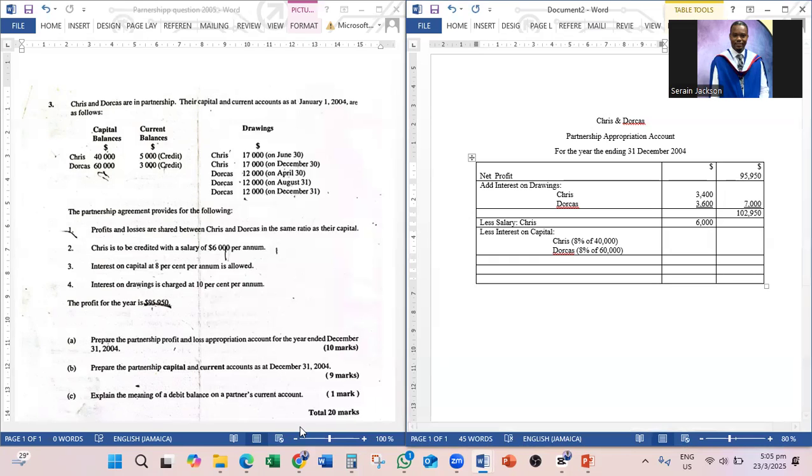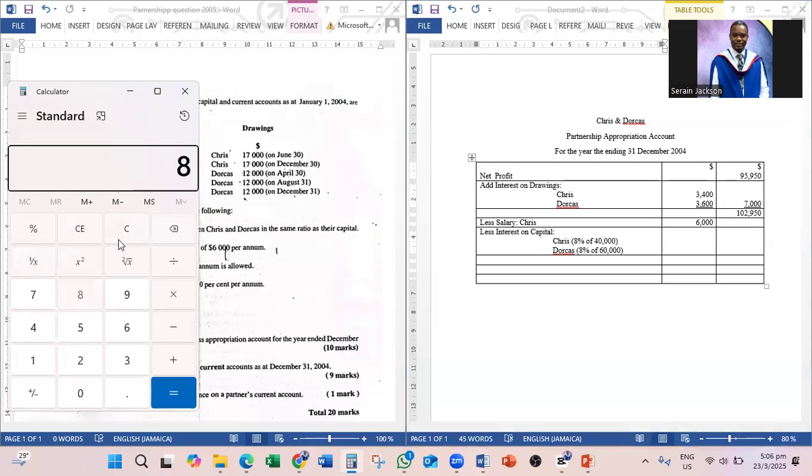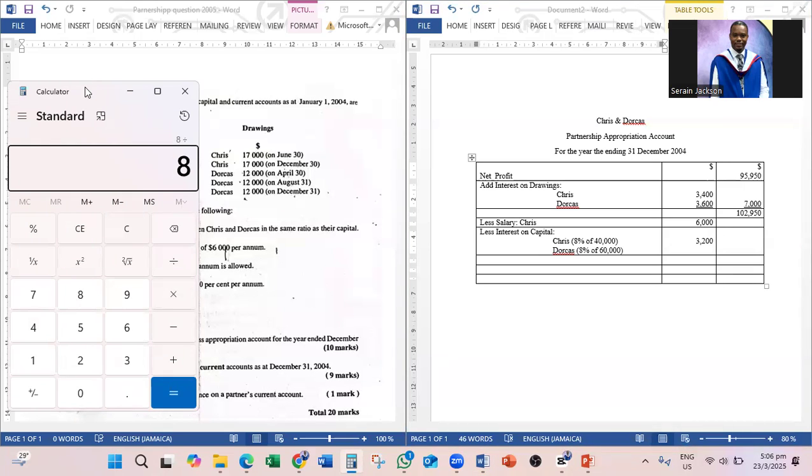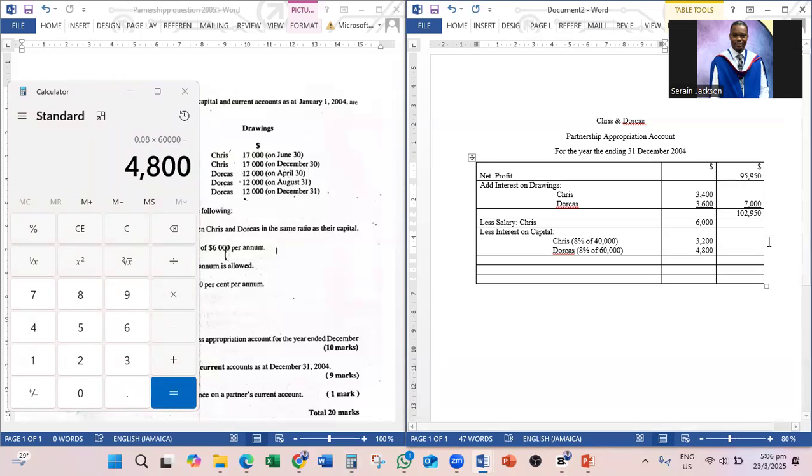So for Chris, 8% of 40,000, so it's going to be 8 divided by 100 multiplied by 40,000. That will be equal to $3,200. And for Dorcas, it's going to be 8 divided by 100 multiplied by 60,000, and that would give us $4,800, right?